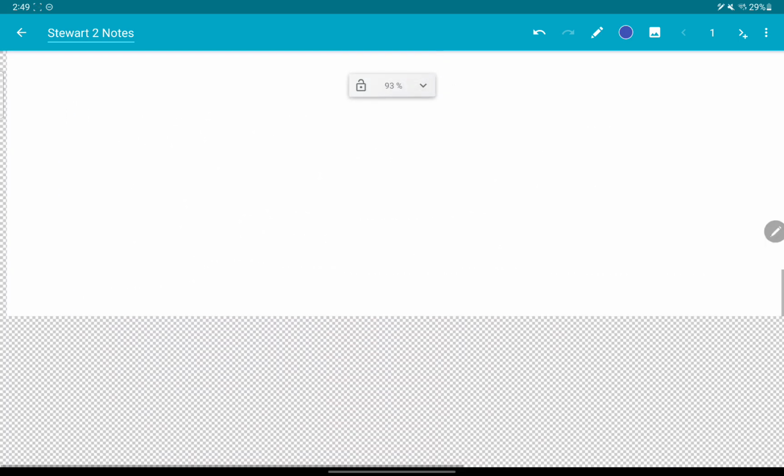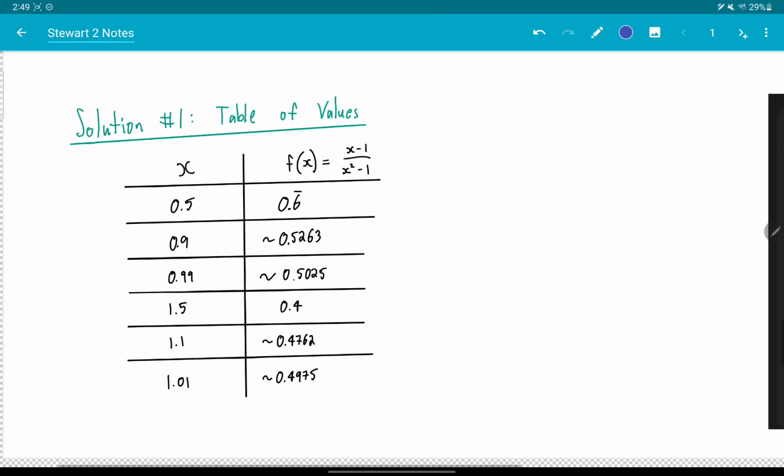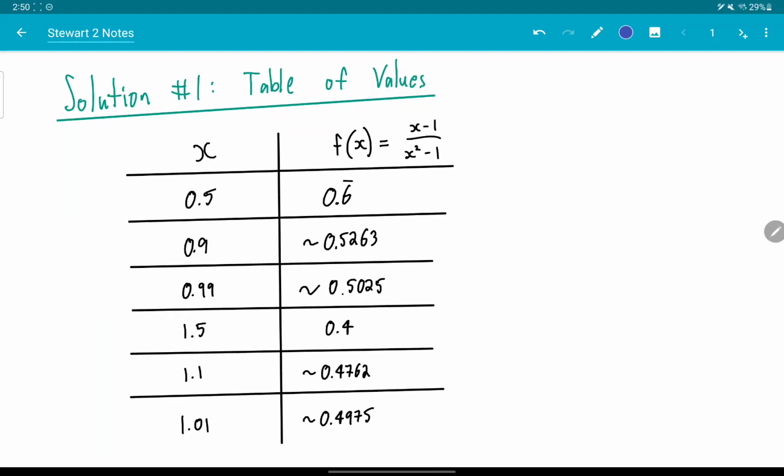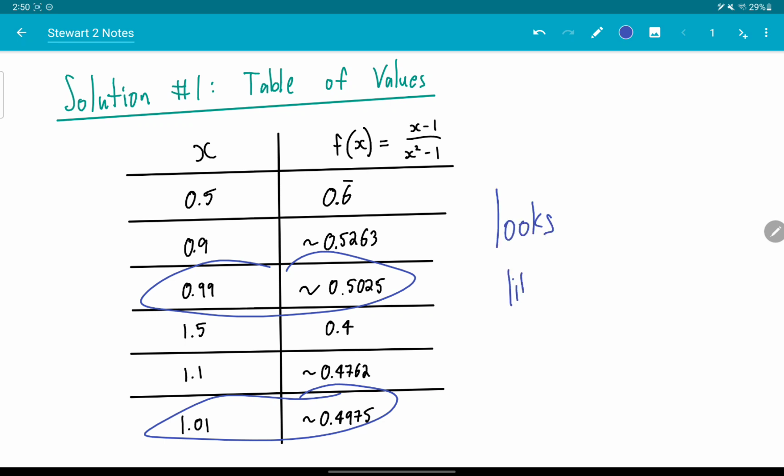Now, solution number 1. As before, we get our function, we choose some x values that approach 1 from the left and also approach 1 from the right. And we look at this row and this row. We could say it looks like the limit as x goes to 1 of this fraction is going to be 1/2.